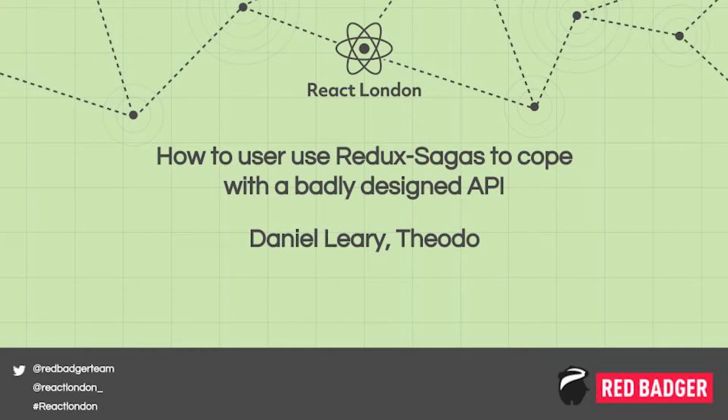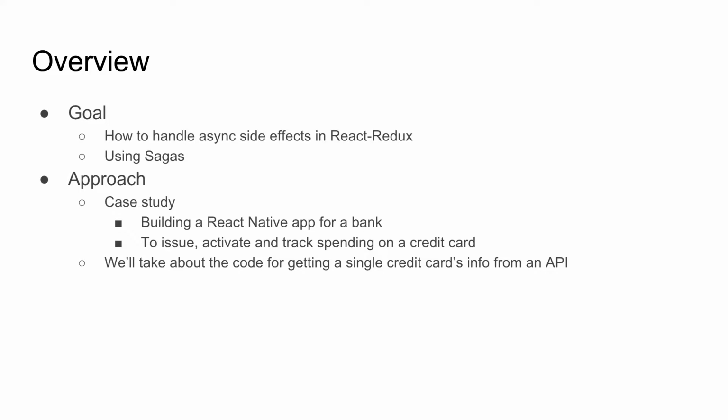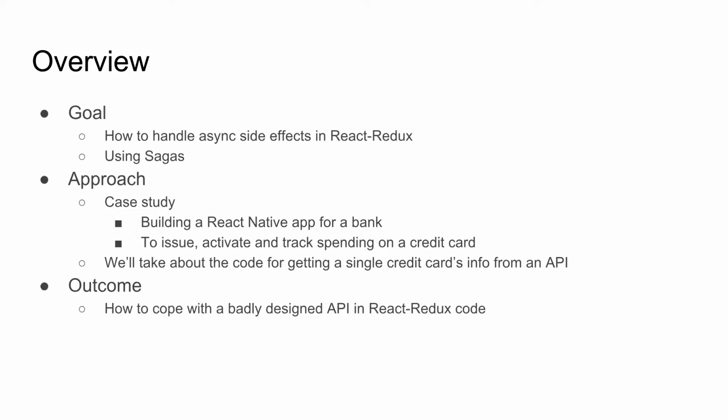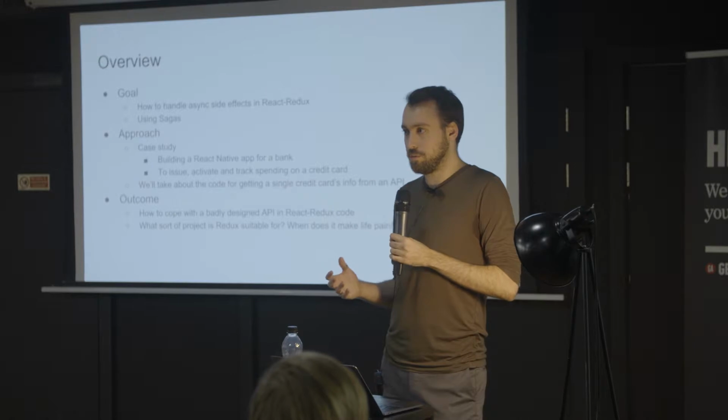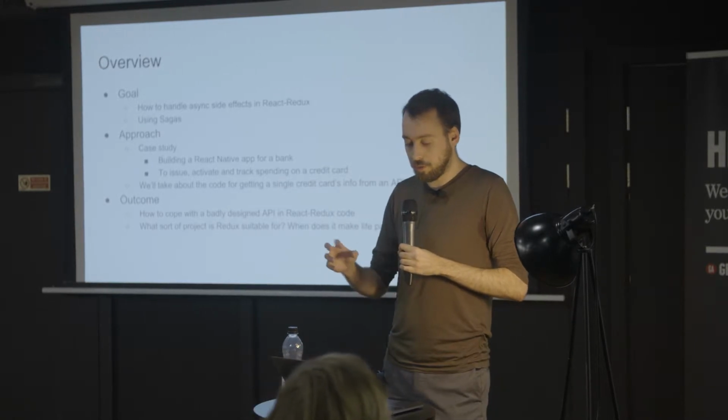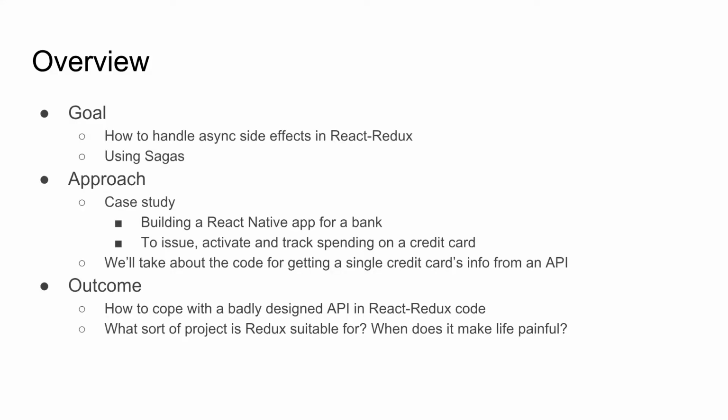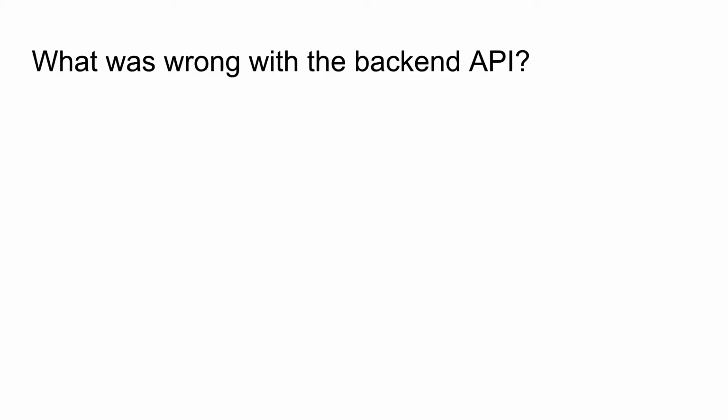Cool. So we'll talk about the code for getting a single credit card's info from an API. I'm going to focus just on one call that we had to make and some of the issues we had, and how we solved this problem. The outcome should be how to cope with a badly designed API in React Redux code, but also more broadly, thinking about what sort of projects Redux is suitable for, when it can make life painful, what you can do about it, and whether there are alternative tools that you can use.